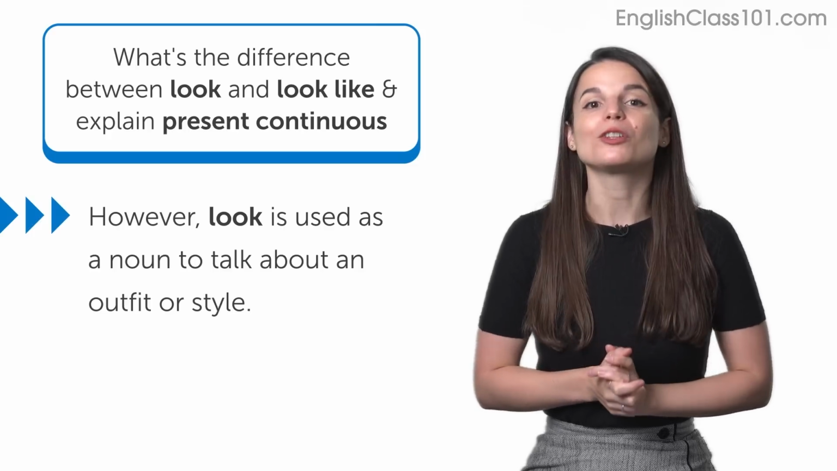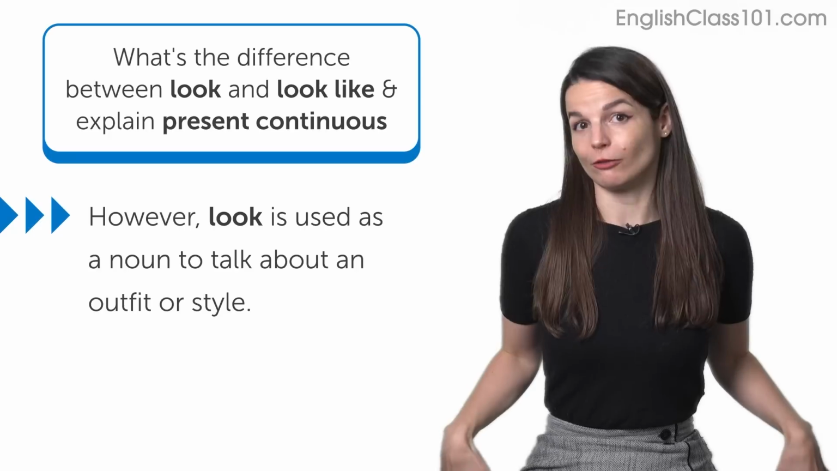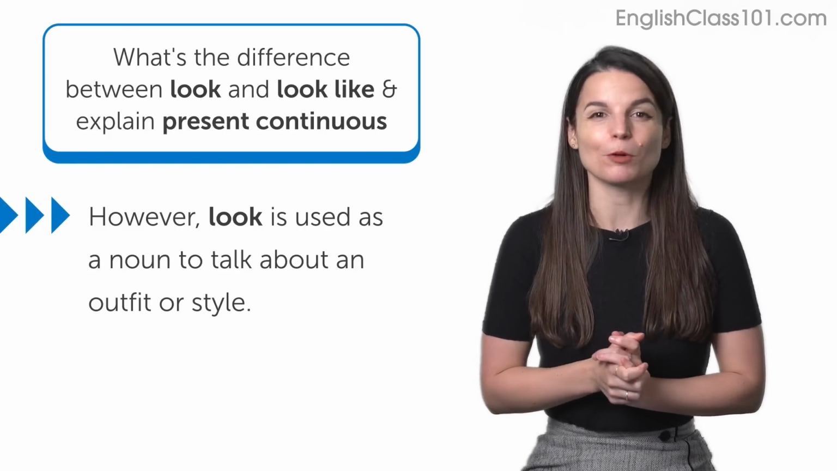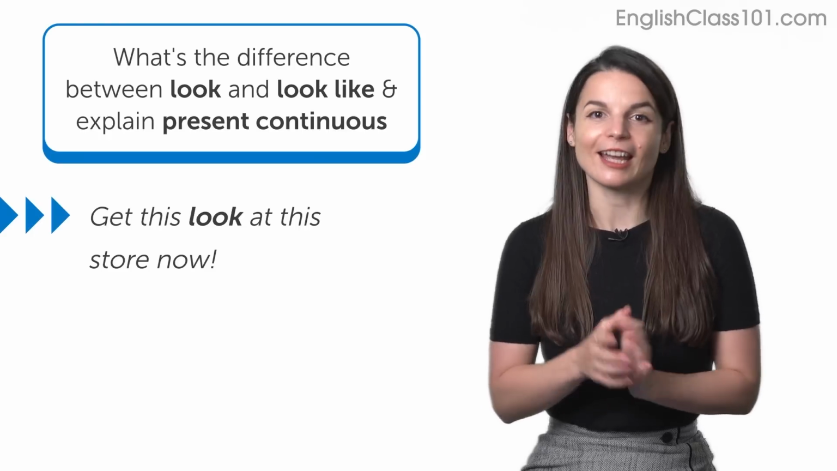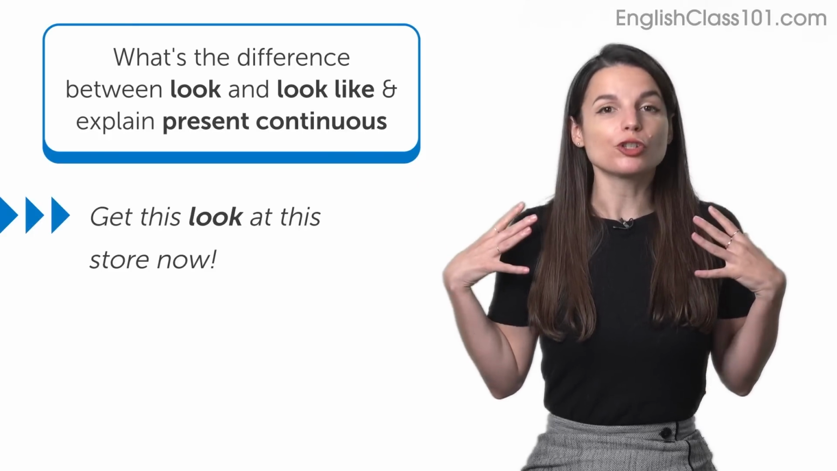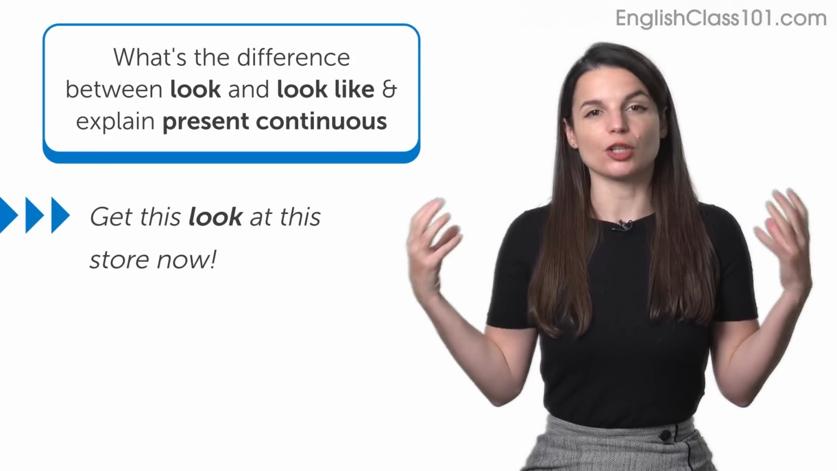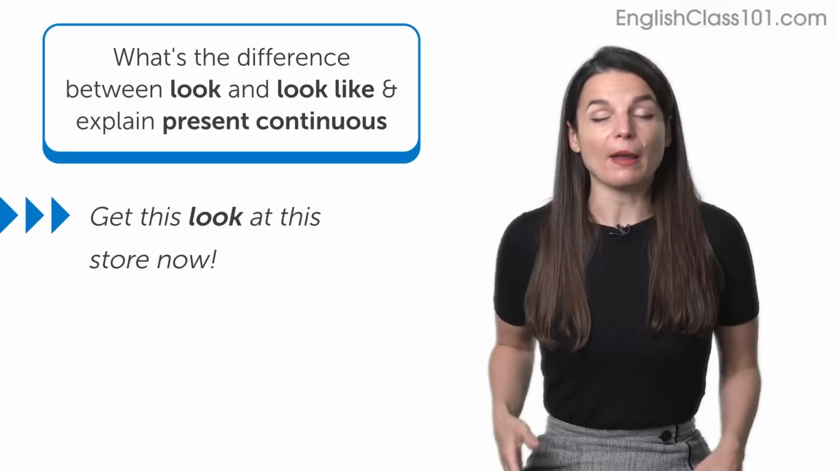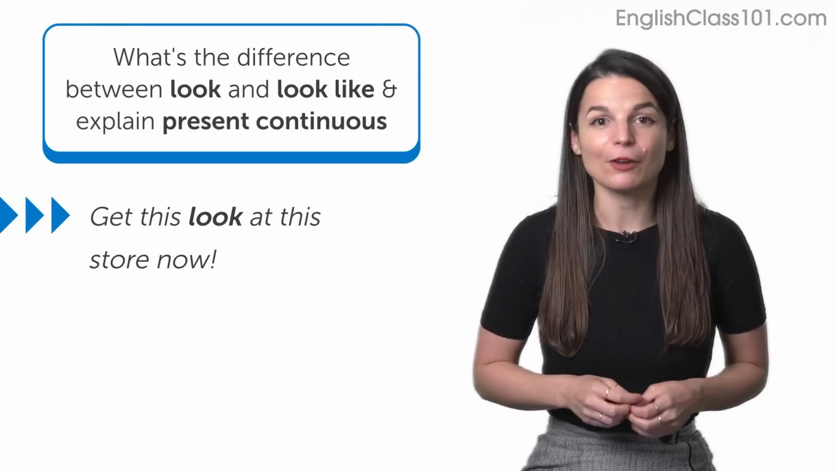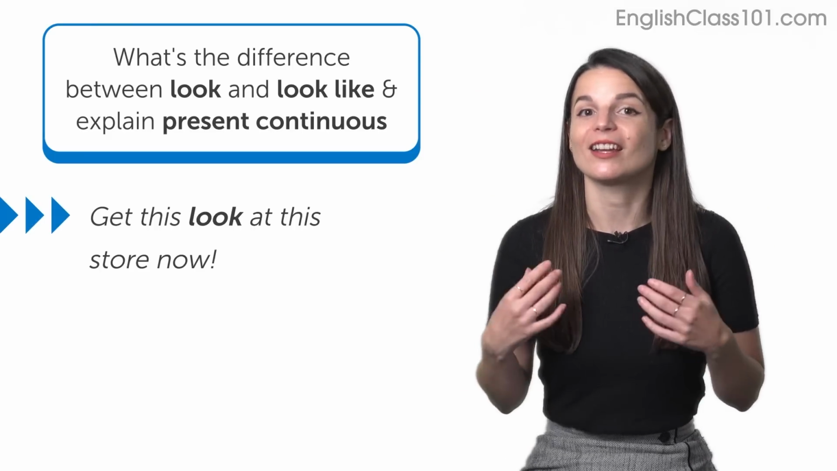We do, however, use look as a noun to talk about one's outfit or one's style for the day. So you might see a sentence online in a fashion magazine, for example, that says something like, get this look at this store now. So this use of look refers to someone's coordination in their clothes for the day. So that means usually the shirt they're wearing, the skirt or pants or whatever, their shoes, their accessories, and so on. Look, as a noun, refers to someone's appearance in terms of their clothing and their accessories.